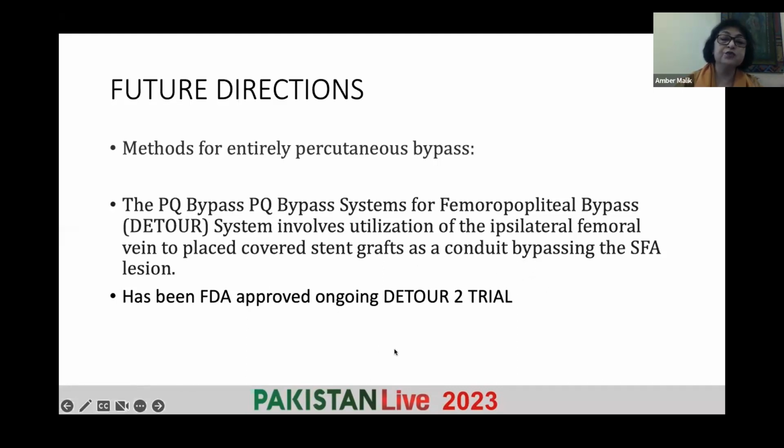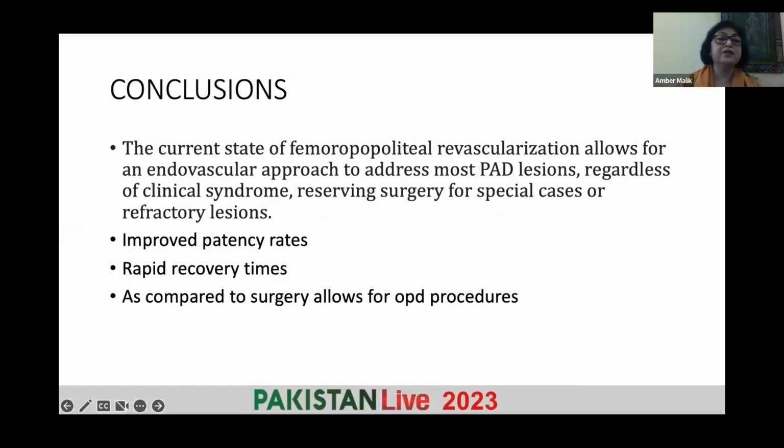There's a detour to trial going on, which will help us with these future directions. The current state of fempop revascularization allows for an endovascular approach to address most PAD lesions, regardless of the clinical syndrome, reserving surgery for special cases or refractory lesions. Now that the vascular surgeons are stepping back from these, particularly the infrapops, I do not see that much good results with fempop bypasses.